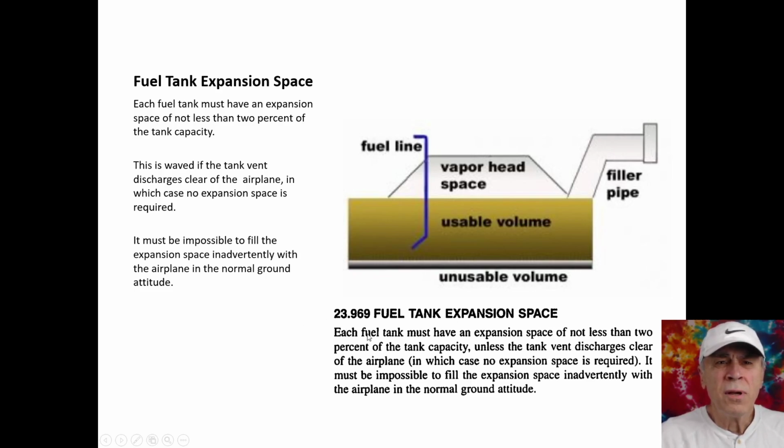There's a regulation on fuel tank expansion space. Each fuel tank must have an expansion space of not less than 2% of the tank capacity unless the tank vent discharges clear of the airplane, in which case no expansion space is required. It must be impossible to fill the expansion space inadvertently. So you can see they can't actually fill it up by pouring more fuel in, because apparently it's only going to go to this part. There's always going to be a vapor head space there.